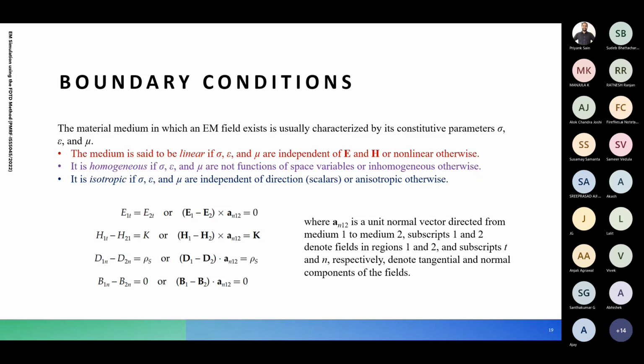Similarly, for the electric flux density, the normal component of the electric flux density in medium 1 is related to the normal component of electric flux density in medium 2 by the third relation, where rho_s is the charge on this boundary. And the magnetic flux density of medium 1 is related to the magnetic flux density in medium 2. So the normal magnetic fields are equal. I hope I was able to give the gist of what these particular equations mean.